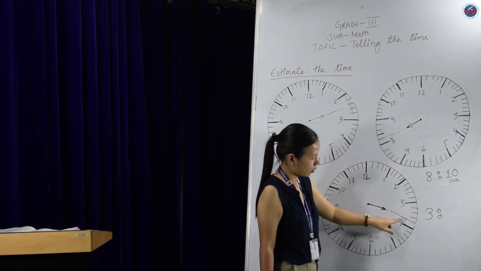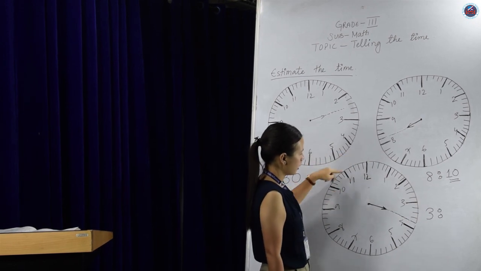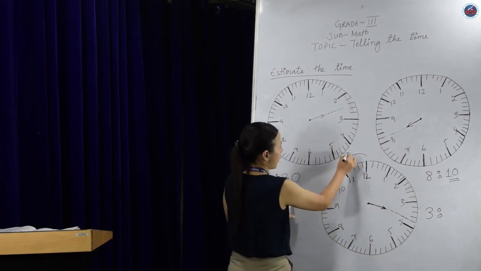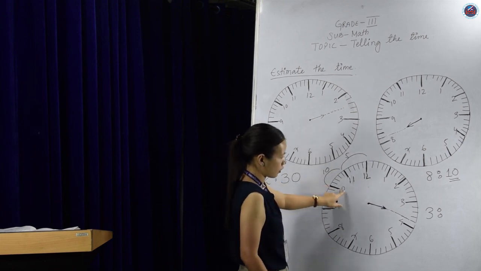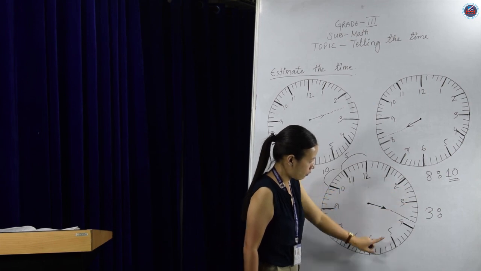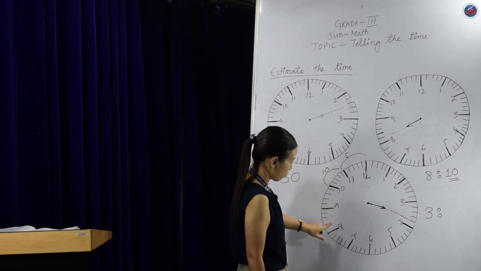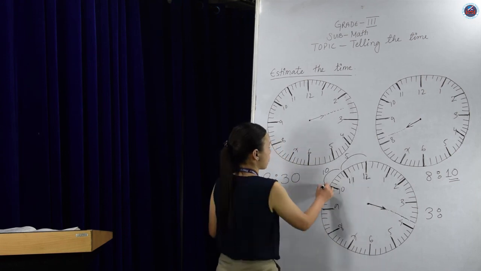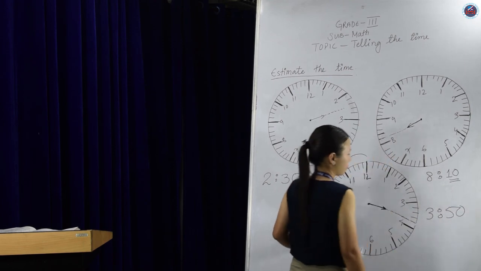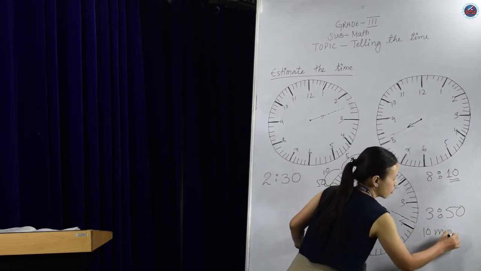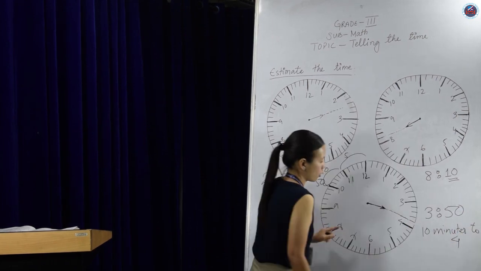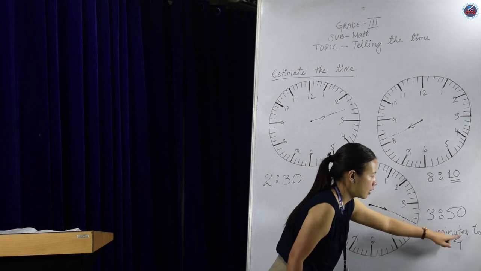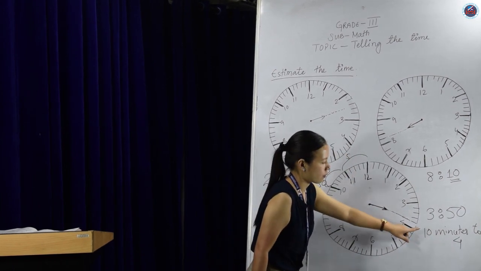This short hand is pointing just above this 4. That means we will take it as 10 minutes left to go to the next number. So how do we do this? 10 minutes means from here till 11 is 5, and another 5, that makes 10. That means it's 50. That is 5, 10, 15, 20, 25, 30, 35, 40, 45, 50. So that makes 50 here. So we will write 50 minutes, or we can write 10 minutes to 4. And how many minutes are left? 10 minutes are left. So we can write either 3:50 or 10 minutes to 4. Because it is just above this 4, we have taken it as 10 minutes to 4.